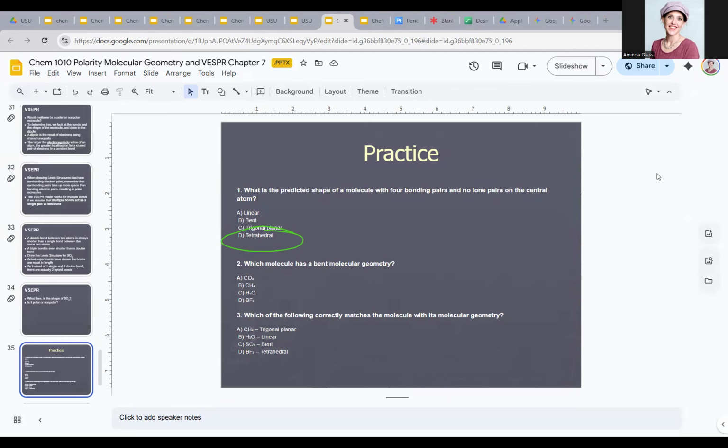Which is D. Which molecule has a bent molecular geometry? In order to answer this, you'd have to draw all of the Lewis dot structures. Carbon dioxide looks like this. That one's not bent. It's completely symmetrical, so this would be linear. So we know it's not that. We did CH4 before. There are no lone pairs of electrons, 4 bonding sites. So this one is actually tetrahedral.